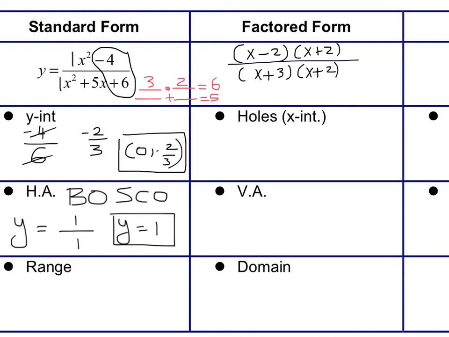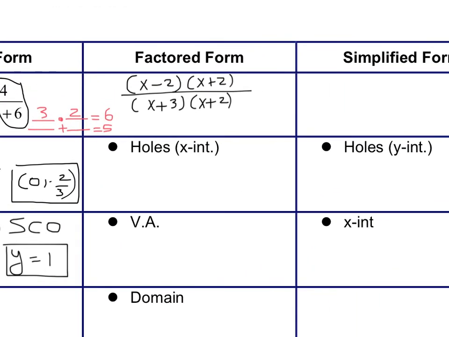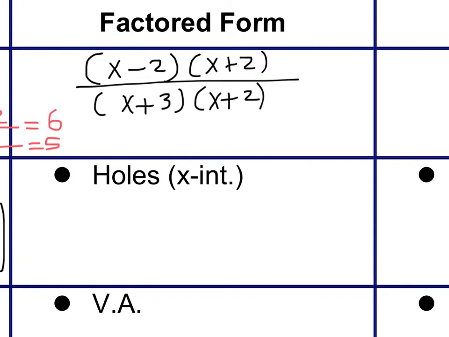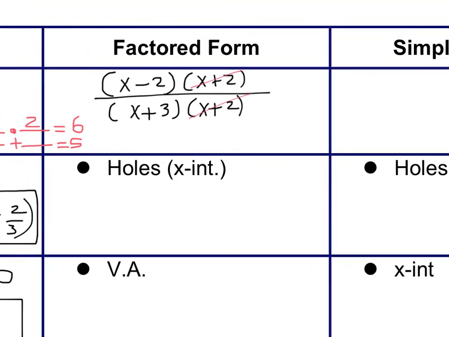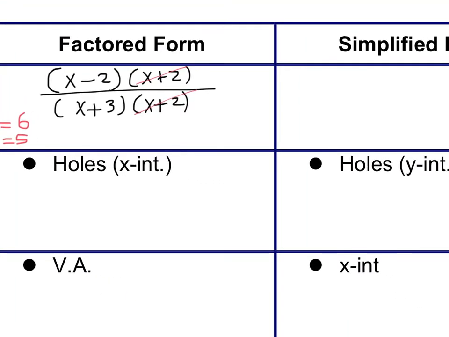So remember, in order to find the rest, which is the hole of a function and the vertical asymptote, you have to be able to factor the top and the bottom. Now, after you factor, you have to look at your factored form closer. Is there anything I can cancel? I can cancel the x plus 2. So when I cancel x plus 2, what I'm going to be left with is the simplified form, x minus 2 over x plus 3. That's going to be my new function.